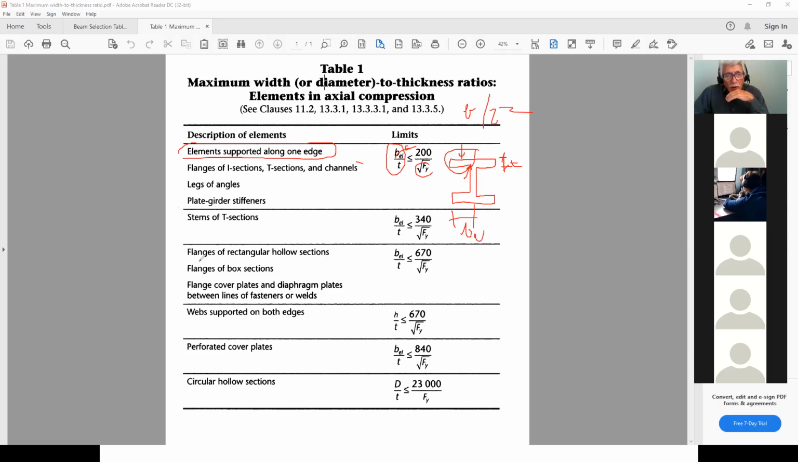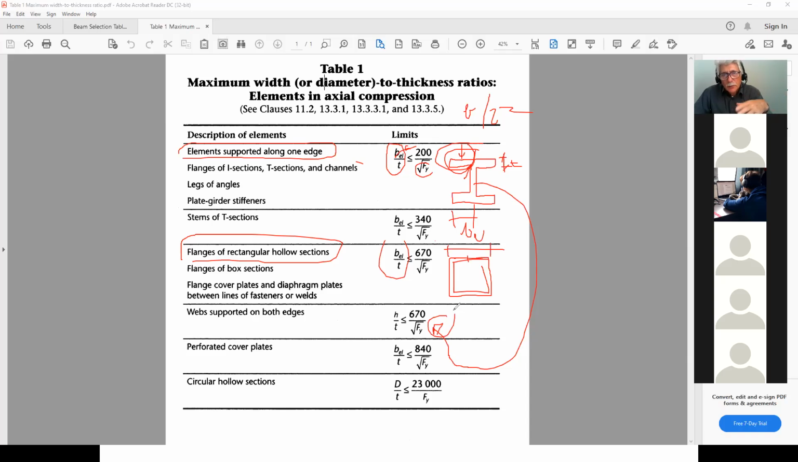Now, flanges of hollow rectangular sections. If this is my section, what they're saying here is that this would still be considered the flange, and therefore this will become the b_el value, you take your t, and so on. Web supported on both sides. So for example, you'd have to check here for this element, and then for this element here, you'd have to check this one.